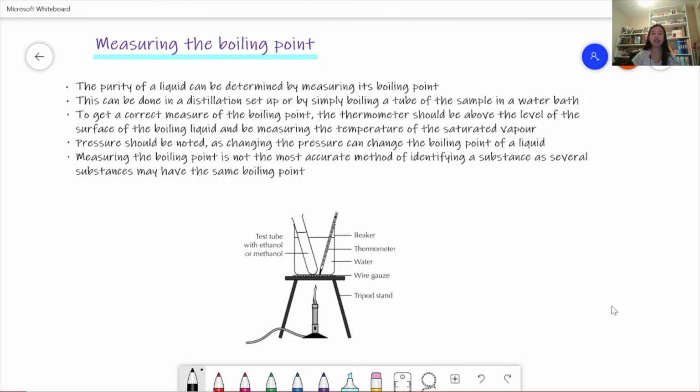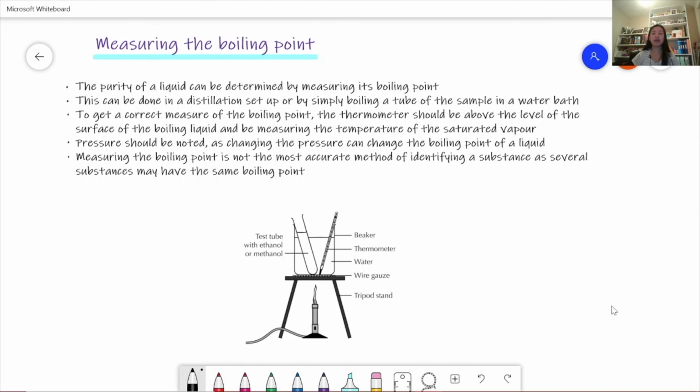And to get a correct measure of the boiling point, the thermometer should be above the level of the surface of the boiling liquid and also be measuring the temperature of the saturated vapor. Pressure should be noted, as changing the pressure can change the boiling point of a liquid. And also measuring the boiling point is not the most accurate method of identifying a substance, as several substances may have the same boiling point.